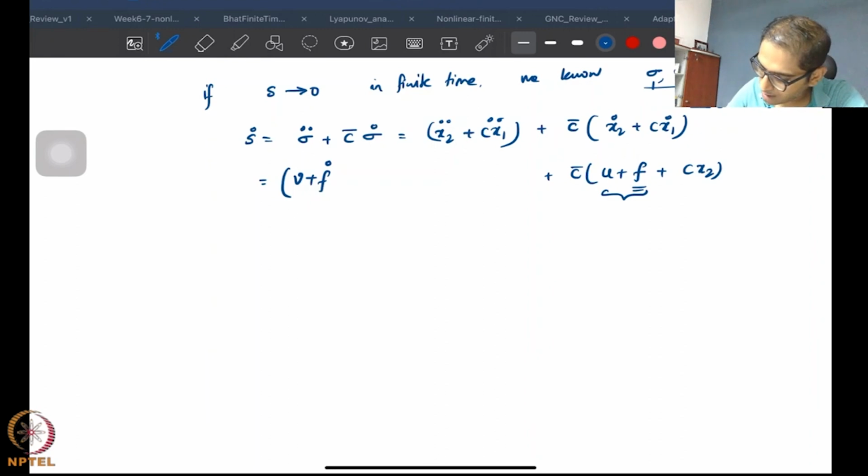And what is cx1 double dot? So cx1 double dot is just c x2 dot, right? It's just c x2 dot. All right, so what is cx2 dot? This is simply c multiplied by u plus f. So I've just carefully written the derivatives here. I have not done anything more. So this is exactly this.